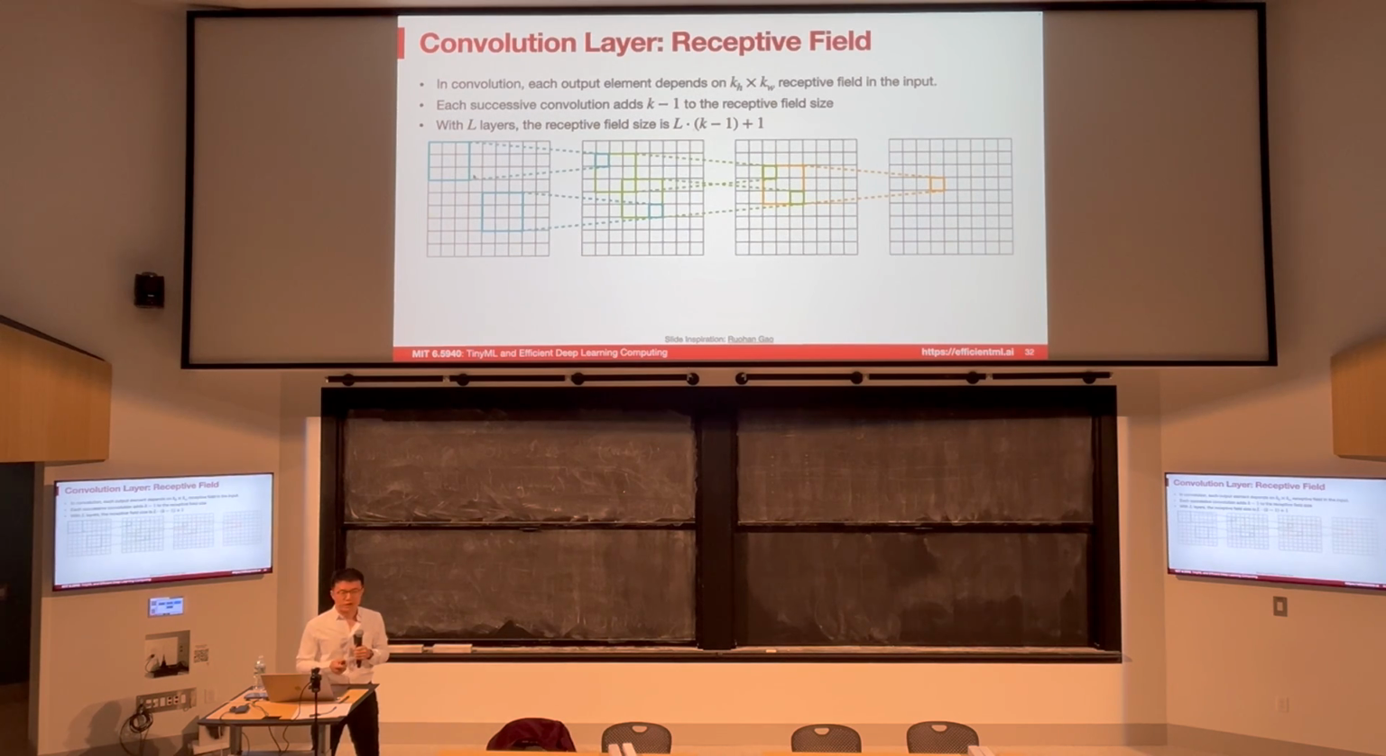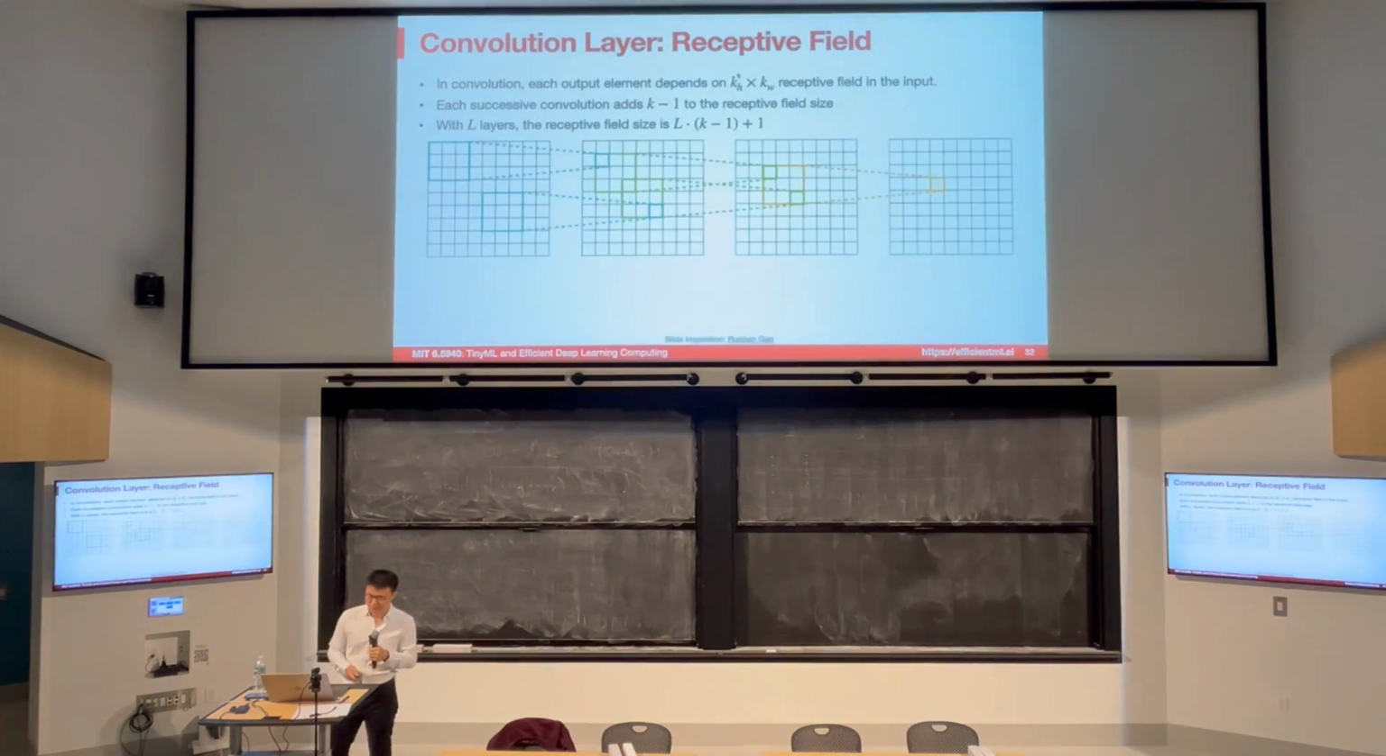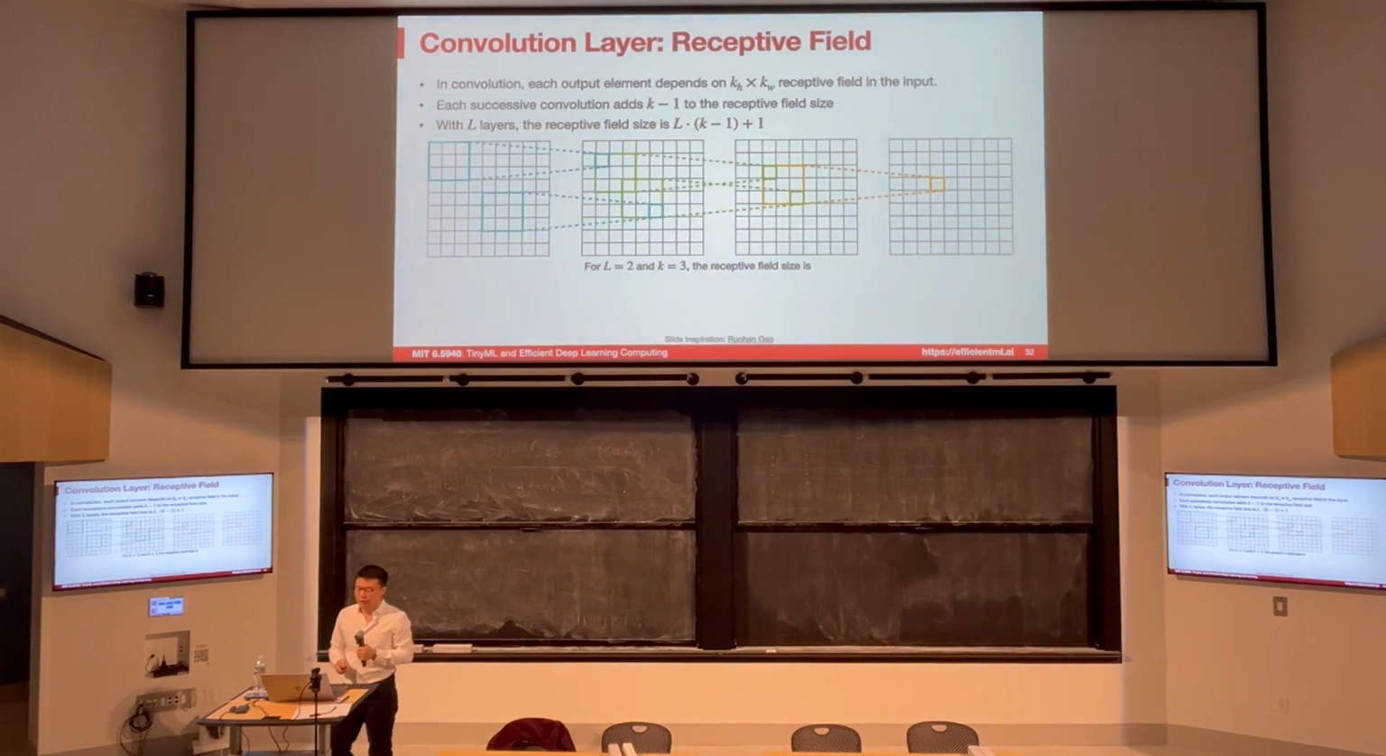So with 2 layers, 3 kernels, we can see a receptive field of 5 by 5. And in general, the equation is here. With L layers, the receptive field size equals L times (kernel size minus 1) plus 1. So for 2 layers, kernel size equal to 3, the receptive field is 5. And if you have 3 layers, kernel size is 3, the receptive field is 7.